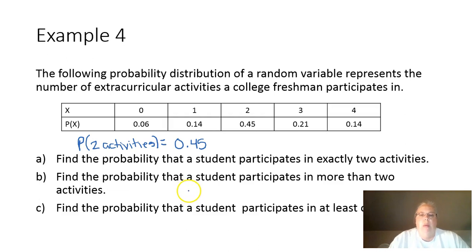Alright, B. Find the probability that a student participates in more than 2 activities. So that means in our case, either 3 or 4. If x is equal to 3, here's the probability. If x is equal to 4, here's the probability. So the probability of 3 or 4 activities is going to be 0.21 plus 0.14, and this is going to give us 0.35.